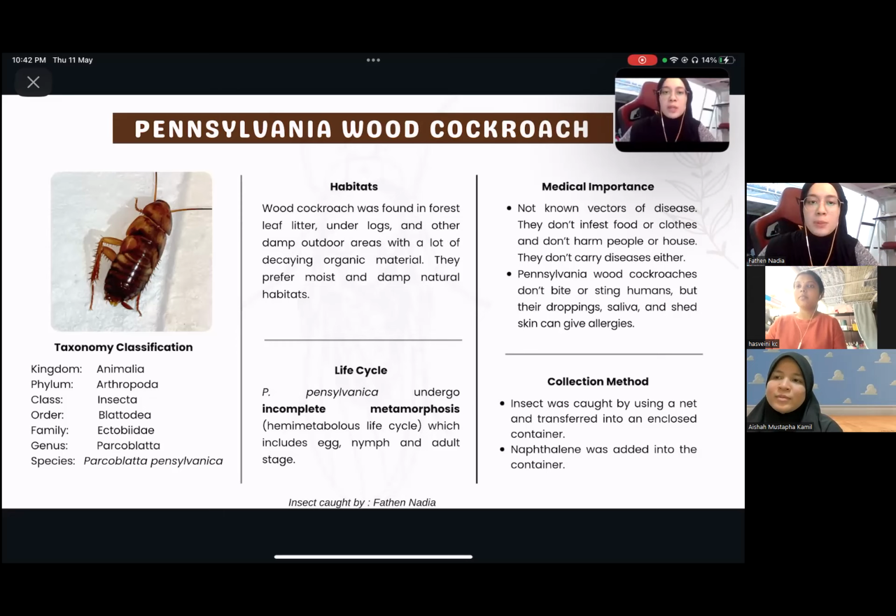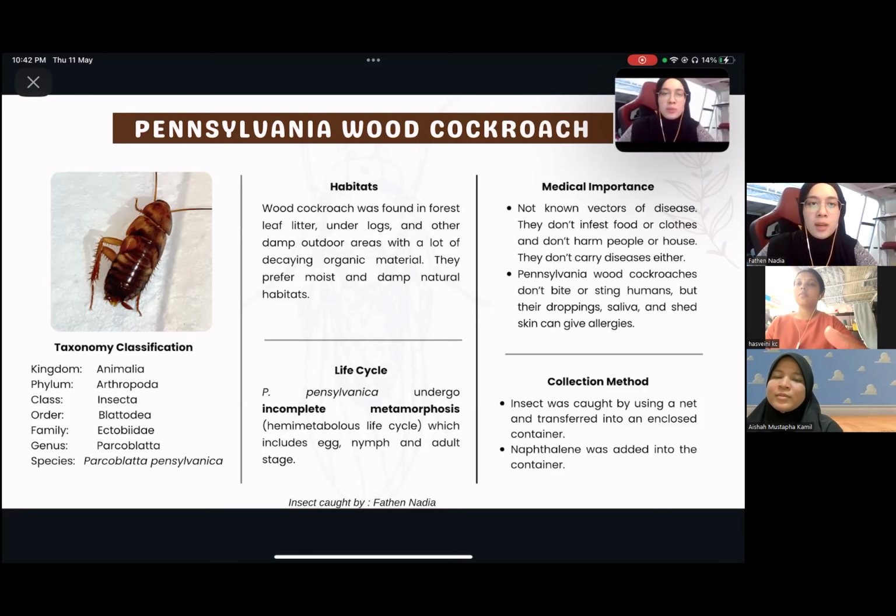And then they prefer moist and damp natural habitats. But for medical importance, this wood cockroach is not known as a vector of disease because they do not bite or sting humans, but their droppings, saliva, and shed skin can cause allergies. As for the collection method, it's the same as the American cockroach.